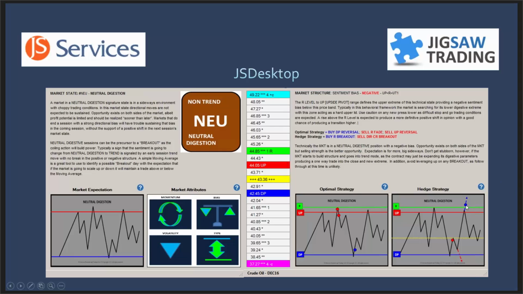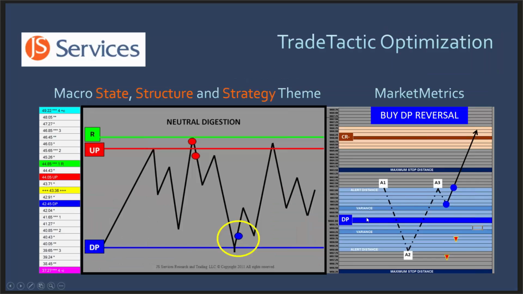If the market breaks out above the R level, above 40.45, that's going to be a tell that this market's transitioning out of neutral digestion, potentially into a trend mode or a positive or neutral transition. And if the market breaks out to the downside, but then can't get above the directional, it's vulnerable to then start to transition negative.